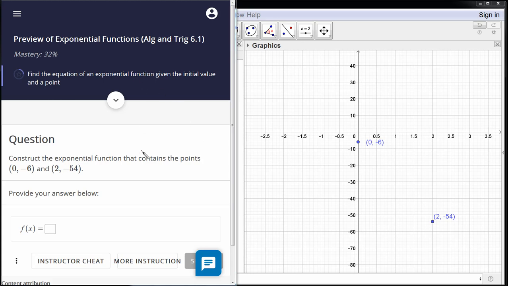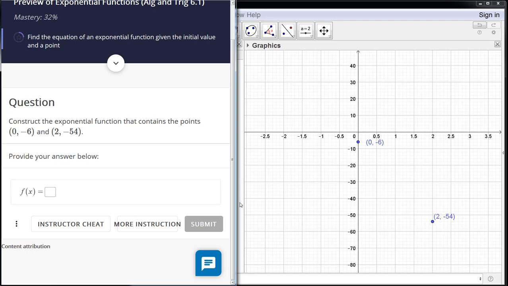So this video is about exponential functions, and it's really kind of an interesting problem here. What we've got is we want to construct the exponential function that goes through the points (0, -6) and (2, -54). And I guess when they say construct, what they really mean is find the formula. So find the formula for the exponential function that goes through these 2 points.